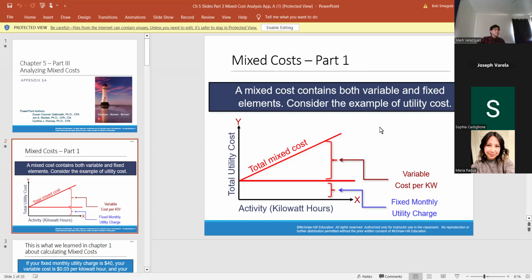Your electric company charges you, say, $100 a month, whether you run any electricity at all. So that's a fixed component. But then when you start using the electricity, they charge you per kilowatt hour. So the cost is going to be the units of kilowatts times the cost per those kilowatts plus the fixed monthly utility charge. And this is an important thing for companies to be able to unwind.